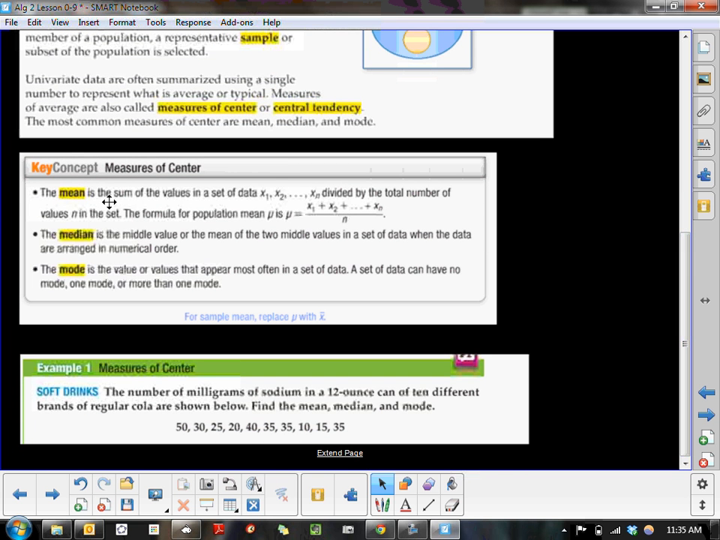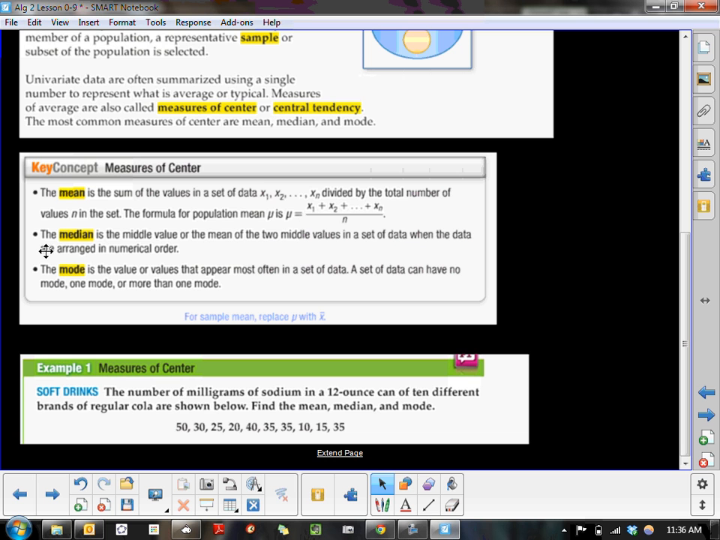There are three ways to represent the middle, or the average, or the typical of a set of data. You're probably familiar with these. They're mean, median, and mode. The mean is simply the average. There's a couple things I'd point out here, that they're using the Greek letter mu to represent the average. You simply add up all your data and divide by the number of data scores, or data values.